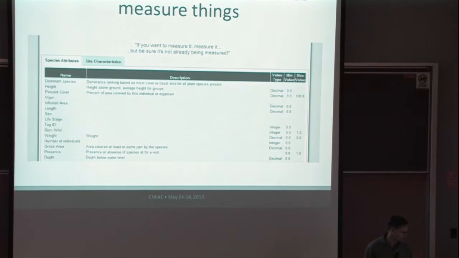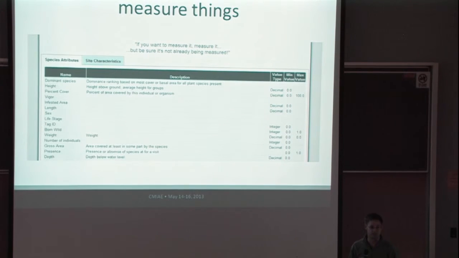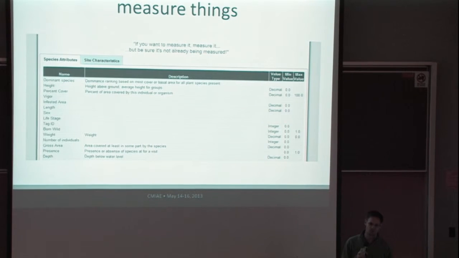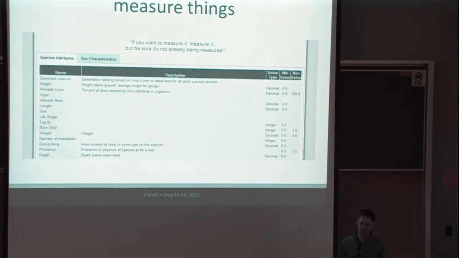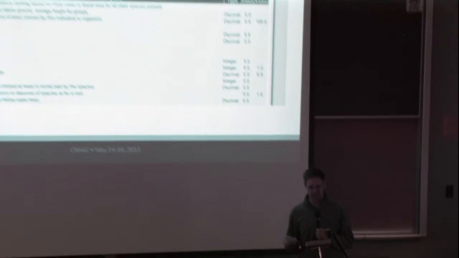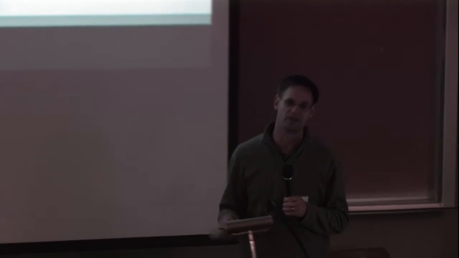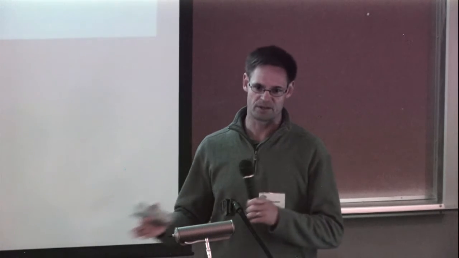So we came up with this notion of, if you want to measure it, be sure it's not already being measured. And so it's a little mantra. And so when your project managers are creating these data sheets, they can decide to add an attribute and say, I want to measure the number of black spots on the right wing of this fly, or whatever they want to measure. But what we ask them politely to do is say, look at who's doing what. And if you are wanting to measure something similar, then do it the same way.